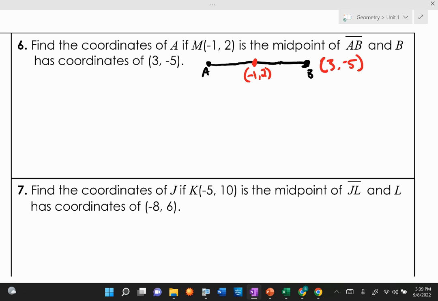The midpoint. Okay, so the way that I would start this is the same way I would start any algebra problem. Write out the formula first, then plug stuff in. So our formula is going to be x1 plus x2 over 2, and then the y is the same format.